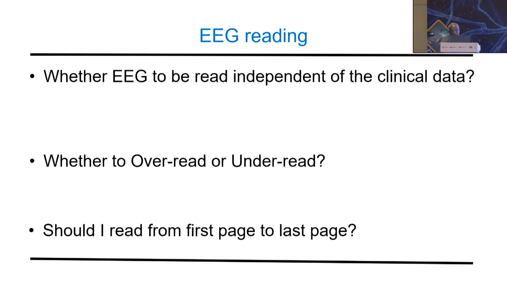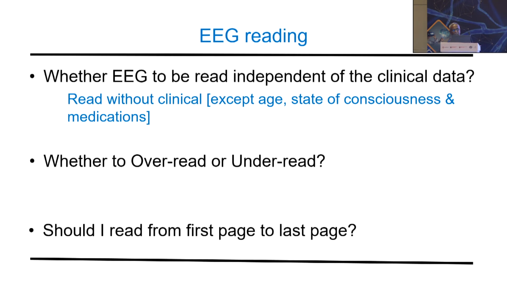So what is usually recommended in most of the good EEG labs is to read without the full clinical data. For example, to start reading the EEG, you require the age and the state of consciousness of the patient, and whether the patient is on any medication which could influence the EEG. Other than that, you should be blinded for the rest of the clinical data, and after you have seen and made up the EEG diagnosis, go back into the rest of the clinical data before you make an electroclinical correlation. This is a better way of doing it. You may say it is a more unbiased way of reading the EEG.